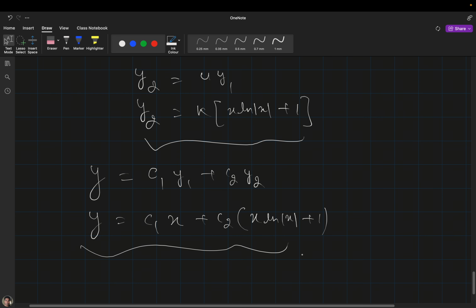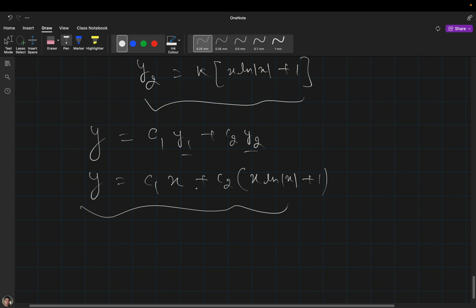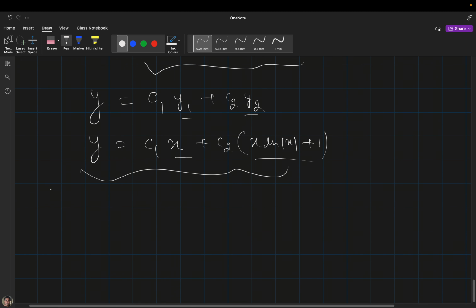So you can see that these two are actually linearly independent. If you write the Wronskian of these two, then W will not be 0. So that's why it is a solution. Fine. Any doubt here? No, sir. Okay, so based on this you can always find the solution if you have one solution.